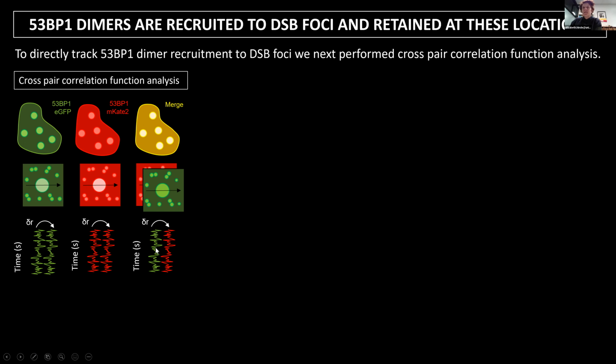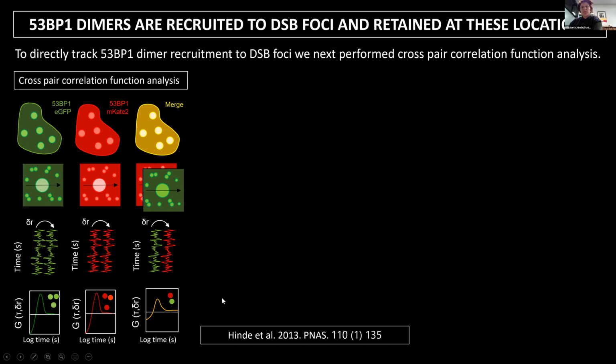Under these conditions, you would expect the only way that would be possible is if 53BP1 is diffusing as a dimer. So now we have a way to look at the dynamics of 53BP1 monomers and dimers moving onto a double-strand break site. But we can do a cross-pair correlation analysis and extract the dynamics of only those heterodimers where 53BP1 is tagged with mKate and EGFP.